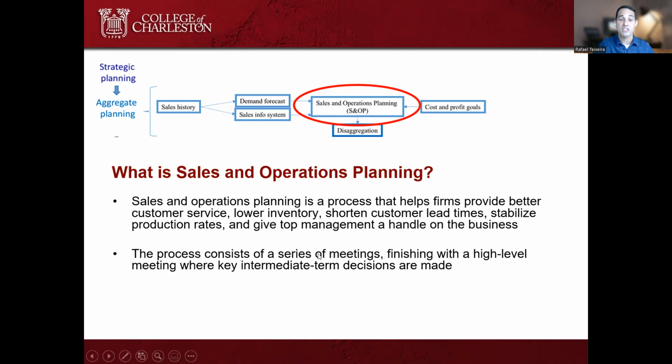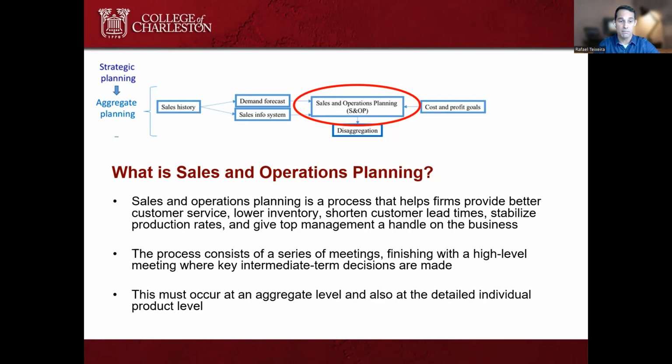The process consists of a series of meetings between people from different functional areas: salespeople, finance people, operations people, human resources. Everyone participates because this plan is telling the company what's going to happen in the next months and maybe years. Okay, so it has to involve everyone in the company.